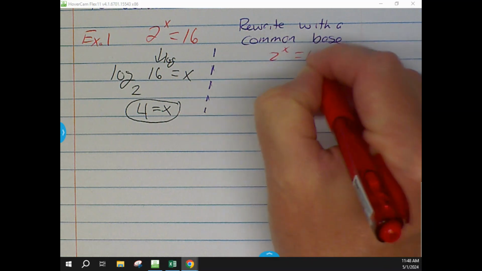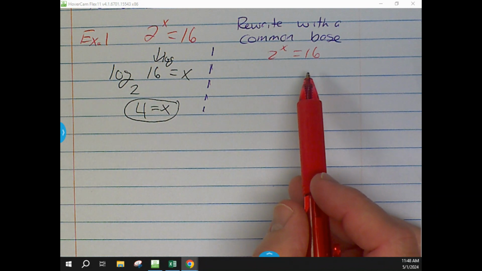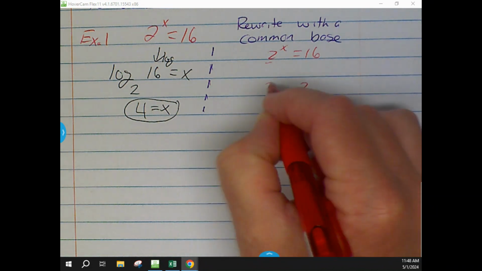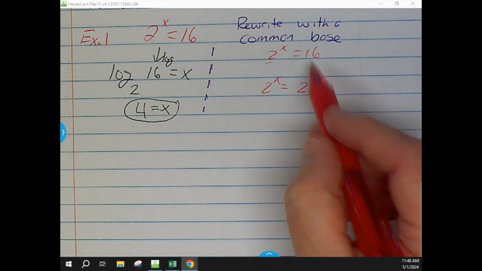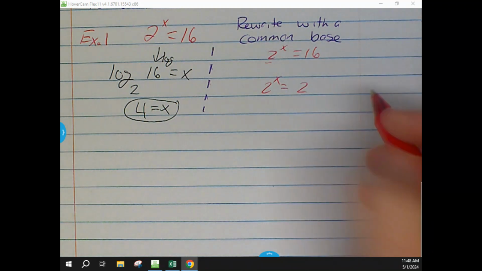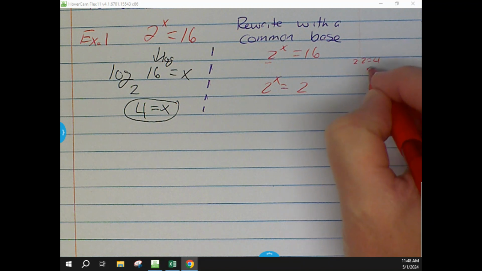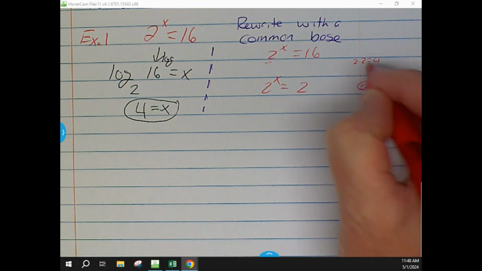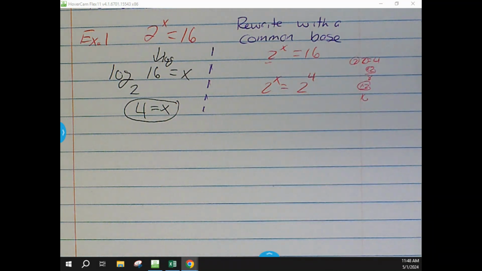You would take 2 to the x equals 16. They ask you to rewrite with a common base. This is base 2. They're telling you that this number is base 2. So we just have to figure out: 2 to what power equals 16? 2 times 2 is 4. 4 times 2 is 8. 8 times 2 is 16. So you got 1, 2, 3, 4 twos. So that'd be 2 to the 4th.